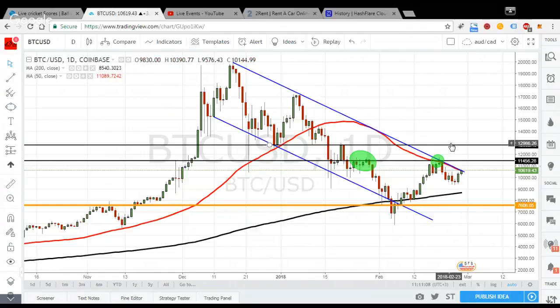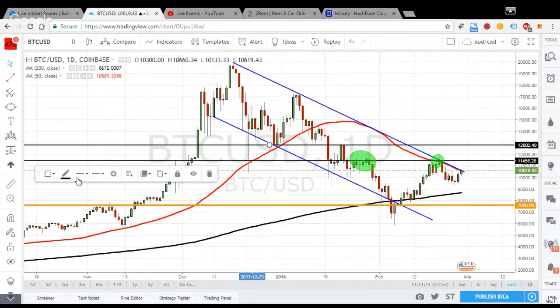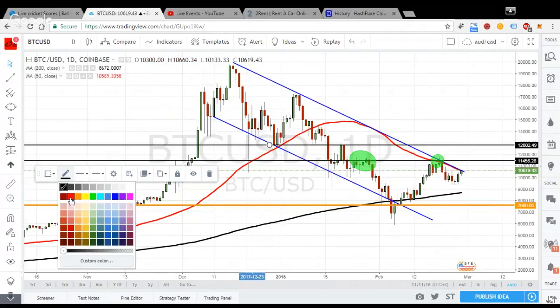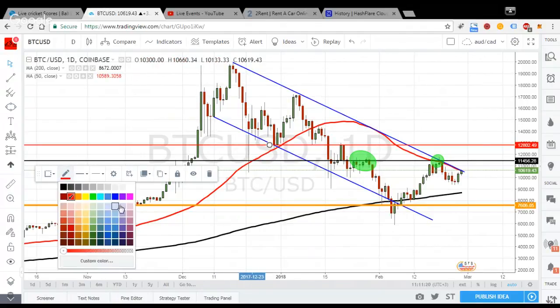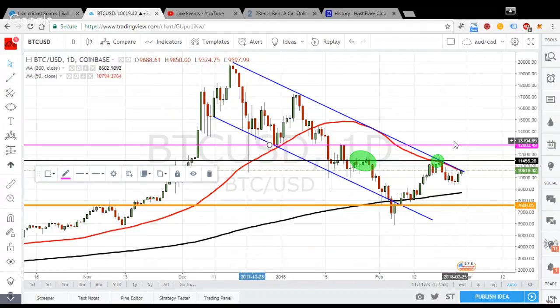After that, the next resistance level will be 12,800, and that is this. I'll change the color of that line so that you guys can see it. Let's pick a nice one that I haven't used. Okay, purple. So that's a purple line that you're seeing over there. That's the 12,800 level, and that is actually going to be a major resistance level.